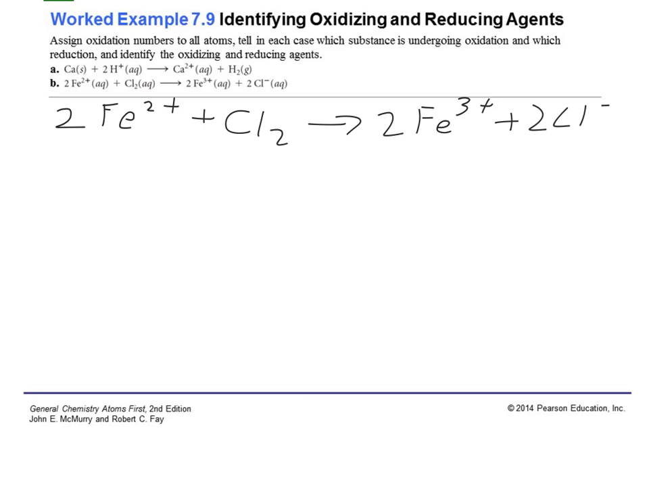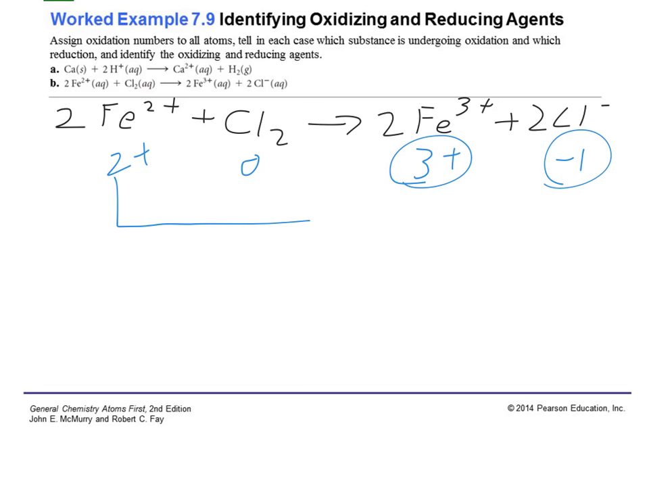The oxidation numbers are all definitely out in the open here. +2 for the iron, 0 for the chlorine since it's an element by itself. Iron ion over here is the iron 3 ion, so it's a +3. And the chloride ion over here is -1. So our iron 2 is becoming more positive. So it's being oxidized, which means it's the reducing agent.